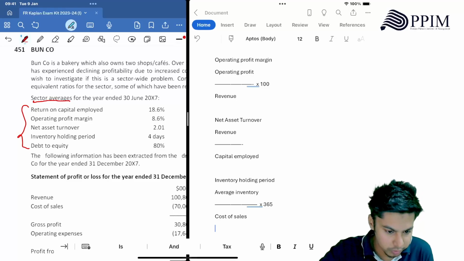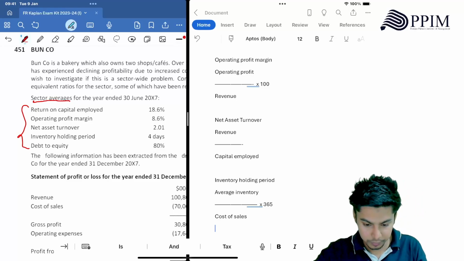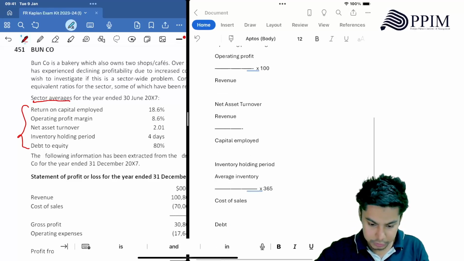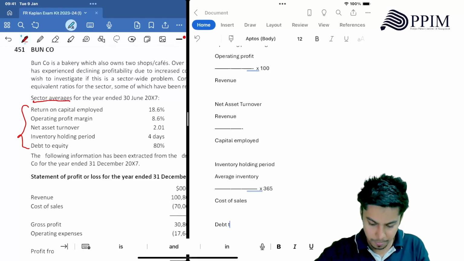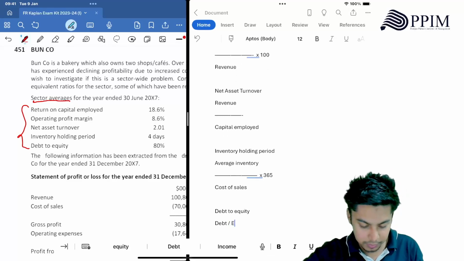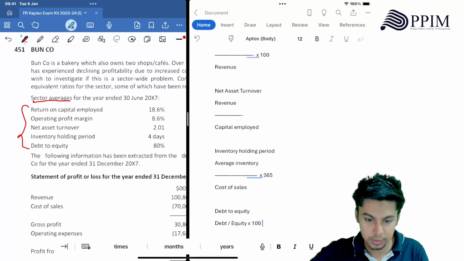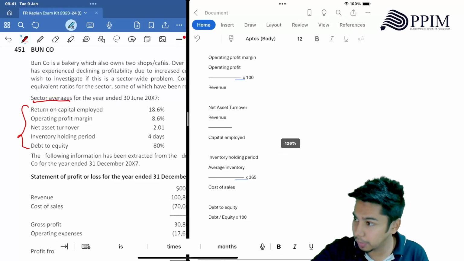Then guys, let's move on to the next one. What are they asking? Debt to equity ratio. So guys, if it's debt to equity ratio, then it will be debt capital divided by equity capital into 100. Done. So these are the ratios that you should mark.